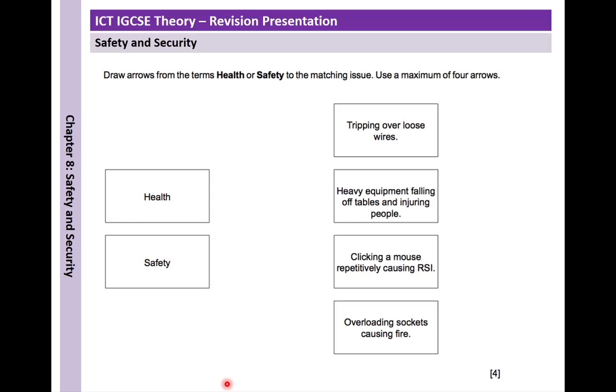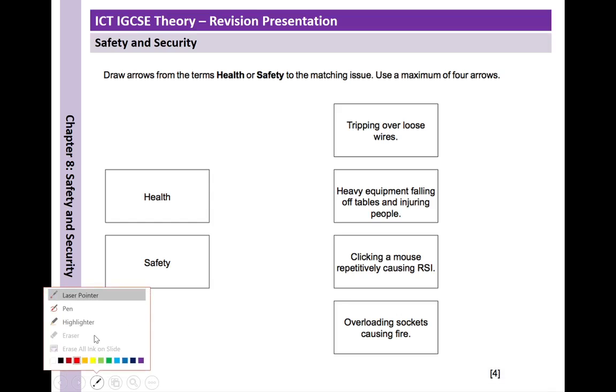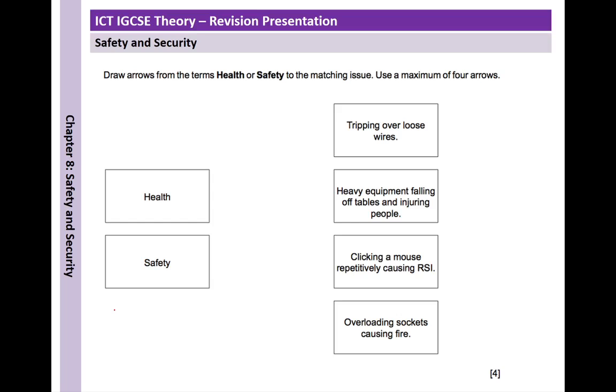Next, another question: draw arrows from the terms health or safety to the matching issue. Use a maximum of 4 arrows. The first one, tripping over loose wires. This is considered a problem of safety. Heavy equipment falling off tables, and we mentioned that the equipment should always be put on the floor or under the table. This is safety as well.